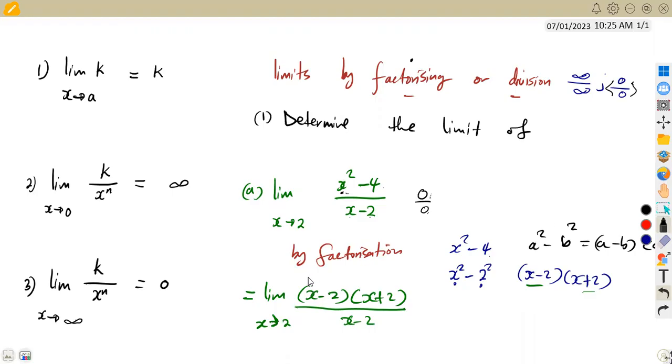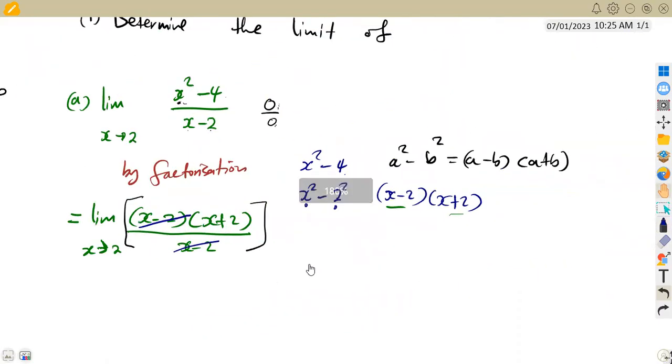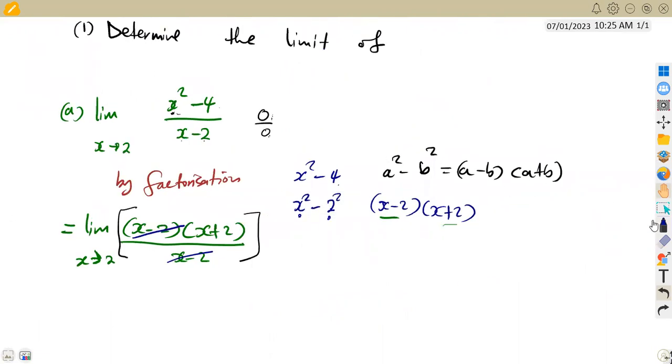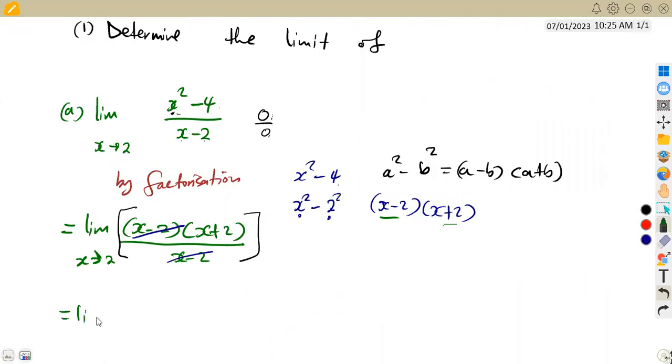So now, if we check here, after factorizing, we can see that there are some brackets which are the same, the x minus 2 and the x minus 2. So these two can cancel, meaning at the end, we are going to remain with x plus 2. So in this case, we remain with the limit as x is approximating to 2 of x plus 2. We do not have anything left, but only this expression. So we can substitute in place of x.